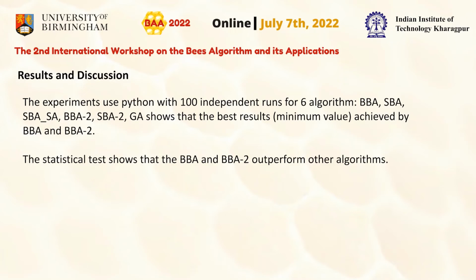The experiment used Python for all Bees algorithm variants and Java for the genetic algorithm. Results of 100 runs for each algorithm were collected, and the experiment shows that the basic Bees algorithm and its 2-parameter version achieve the best results, which is the minimum route distance in this case. The statistical test shows that the basic Bees algorithm and its 2-parameter version outperform other algorithms.